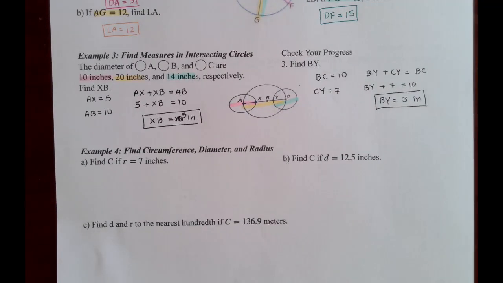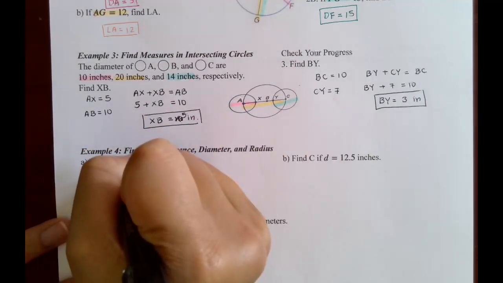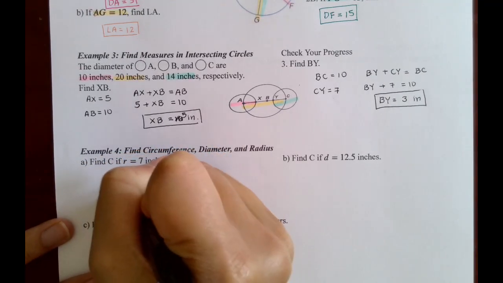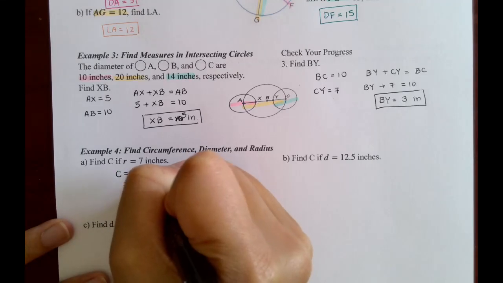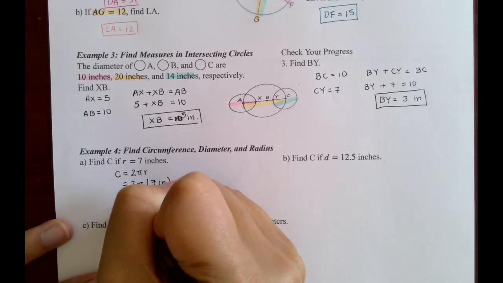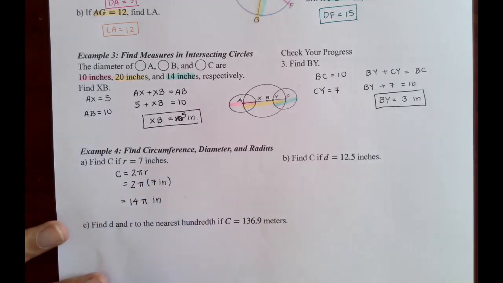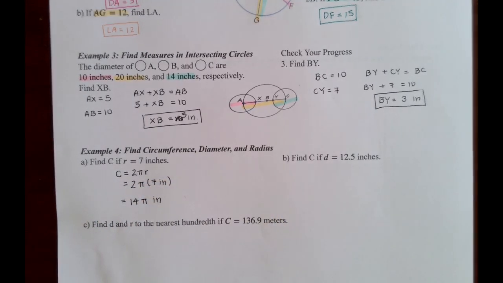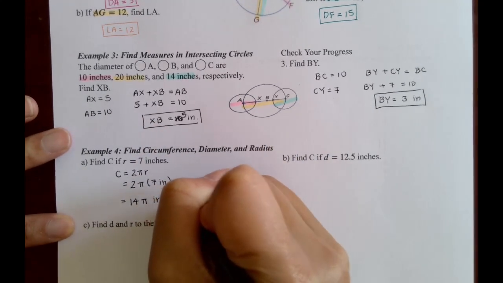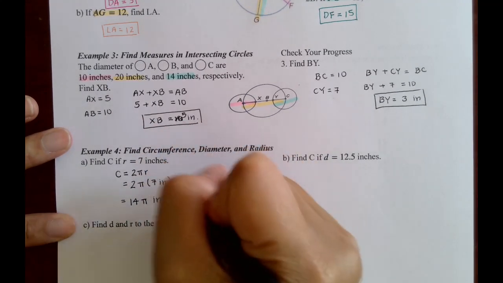So let's get started. We want to find the circumference if r is 7 inches. So here circumference is 2 pi r. So that means it'll be 2 pi times 7 inches. 2 times 7 is 14, so it'll be 14 pi inches. This is the exact circumference. And then if we type that into our calculator, 14 pi is approximately 43.98.